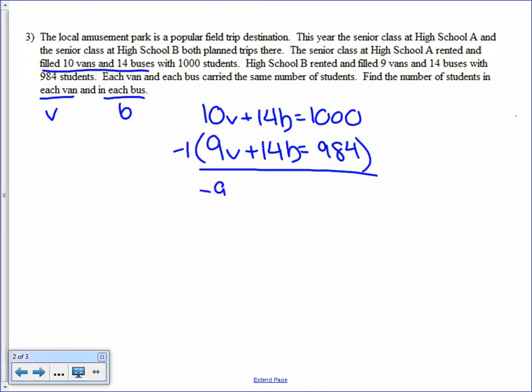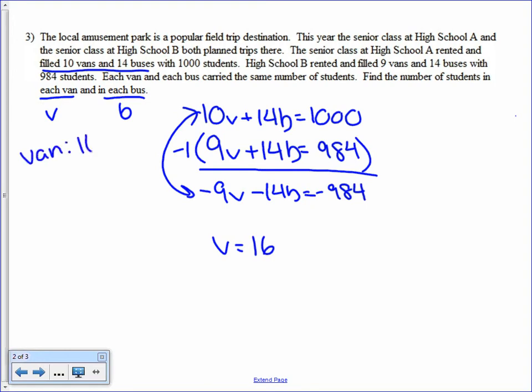So we'll have negative 9V minus 14B equals negative 984. Adding these two together, I get V, and the 14B and the negative 14B are going to cancel, equals 16. So the number of students in the van is 16 students.